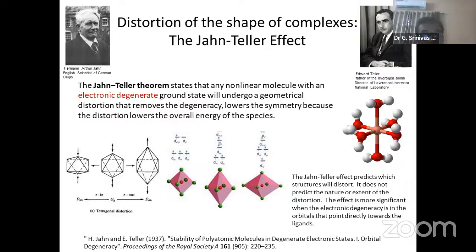Symmetry element is that this is octahedral, whereas these are said to be tetragonal, not tetrahedral. Tetrahedral means only 4 ligands. Tetragonal means distorted octahedral structure. The Jahn-Teller effect predicts which structures will distort. It does not predict the nature or extent of the distortion.